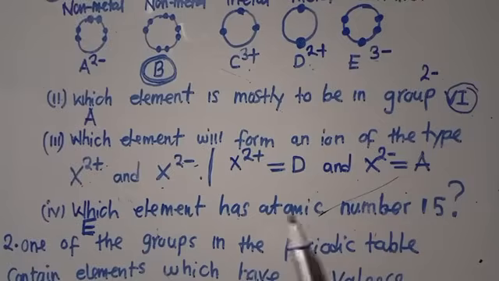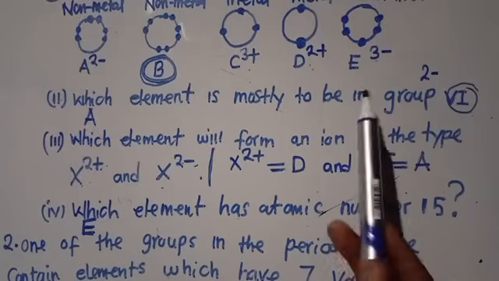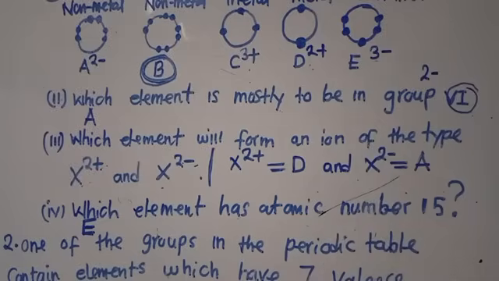So atomic number is the same as proton number. Proton number 15, you check on the periodic table which one is having 15, and it is here. Obviously, it is E. This is how you get to answer it. You are done with that.